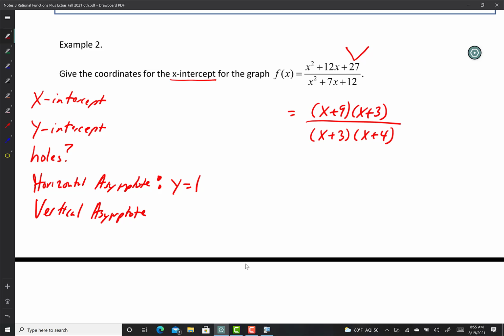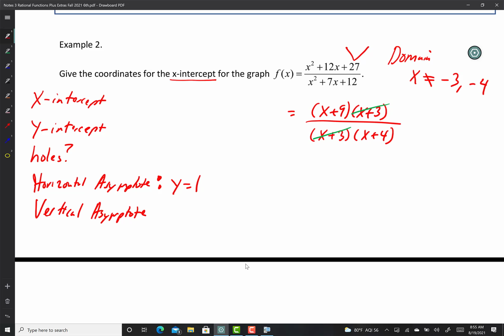So the first thing I'm going to do now that it looks like this is look for factors that cancel. Do I have a factor that cancels? Because x plus 3 cancels, I know that I have a hole. What makes that factor 0? Negative 3. It's like that for finding a hole. So you just say the equation x plus 3 equals 0.